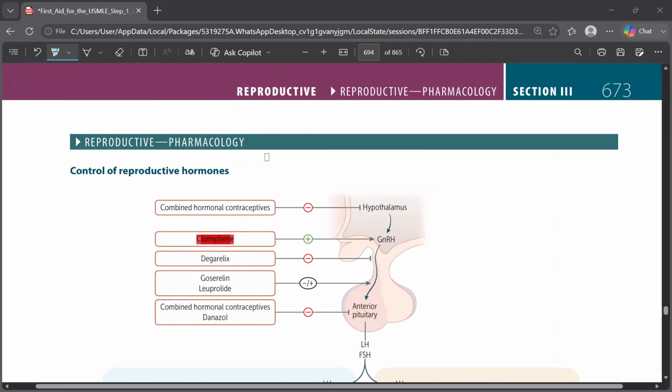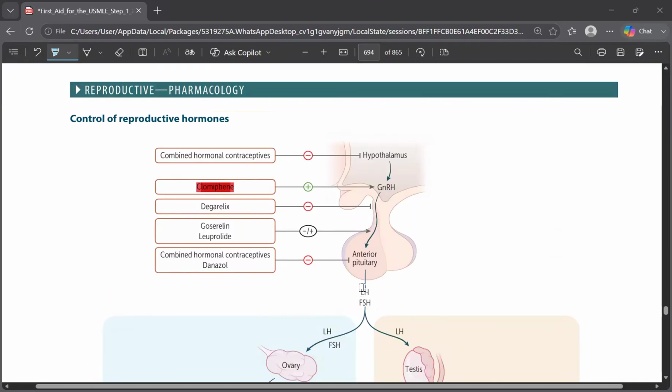Today we are going to do reproductive pharmacology, and first we are going to discuss the control of reproductive hormones. So obviously this is the hypothalamus and it produces gonadotropin-releasing hormone. This gonadotropin-releasing hormone goes and acts on the anterior pituitary to produce luteinizing hormone and follicle-stimulating hormone. These steps are acted upon by various drugs.